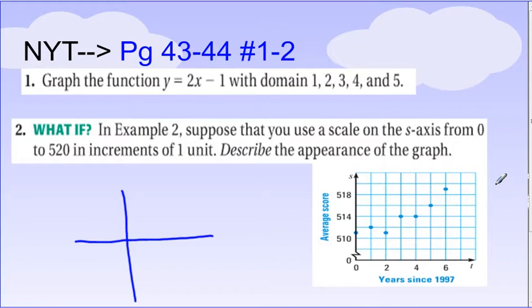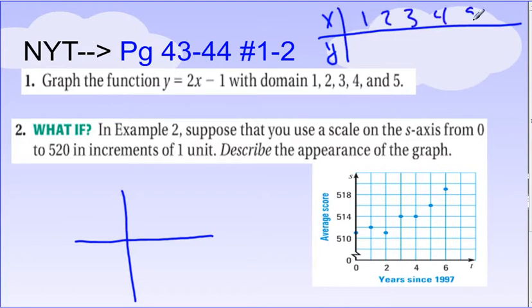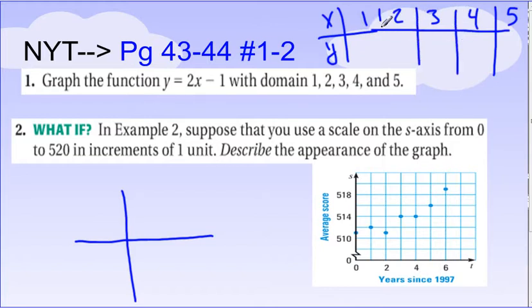All right, so number 1. First thing we need is our little XY table. So X, Y, we need the values 1, 2, 3, 4, and 5. That's a little sloppy. That's what I get for going quick. Slow and steady wins the race. All right. Now we need to plug in those values for x and do the math and get the y.